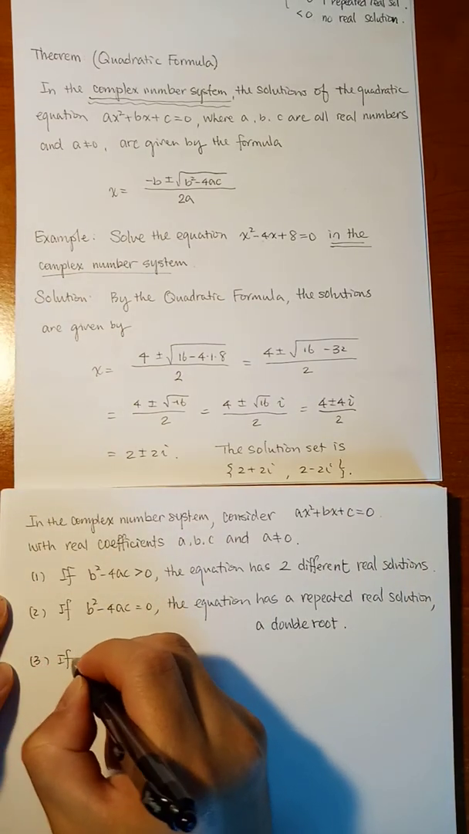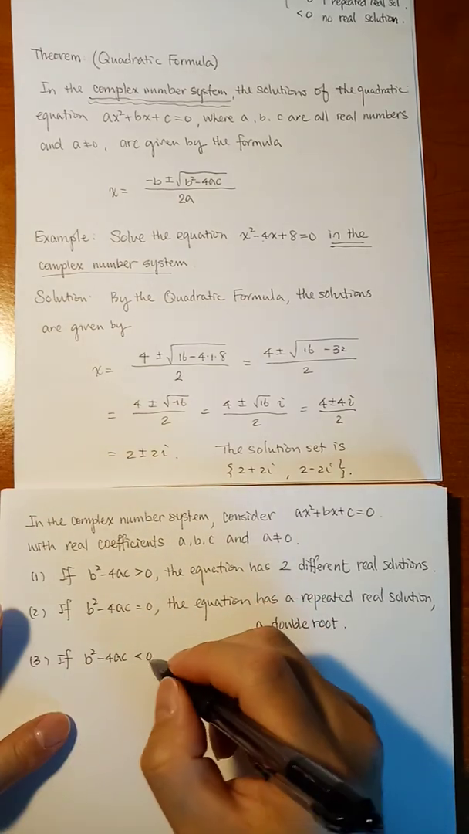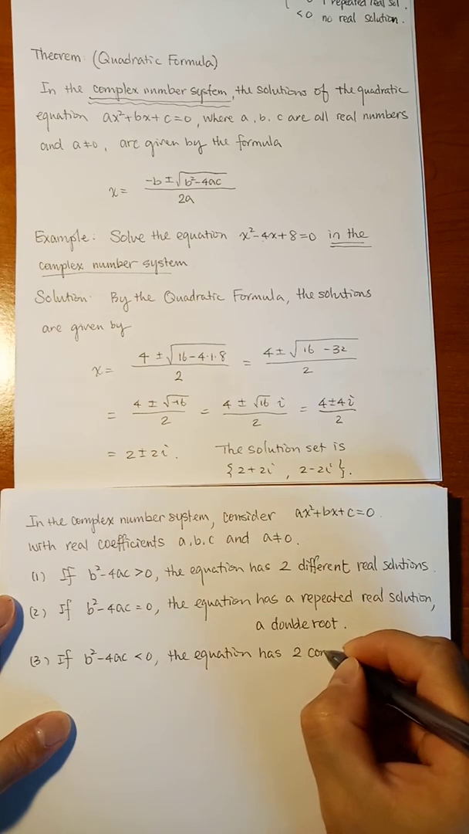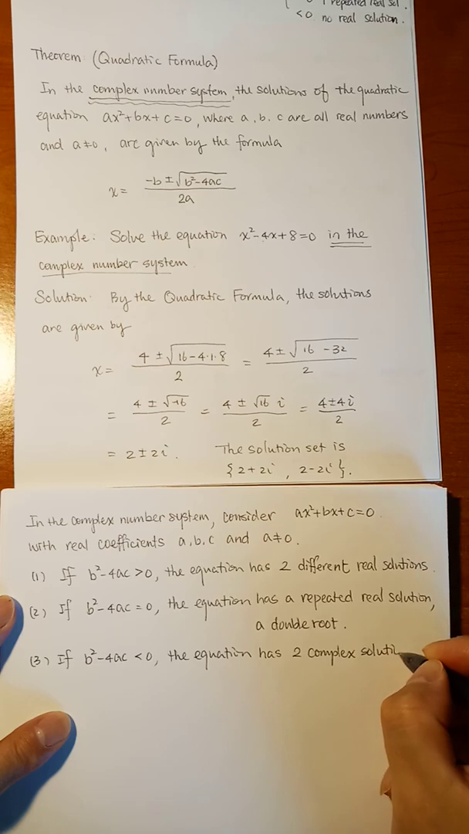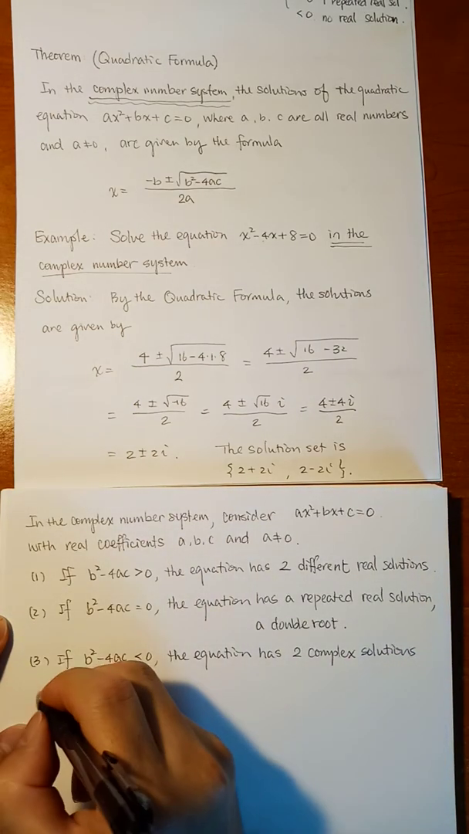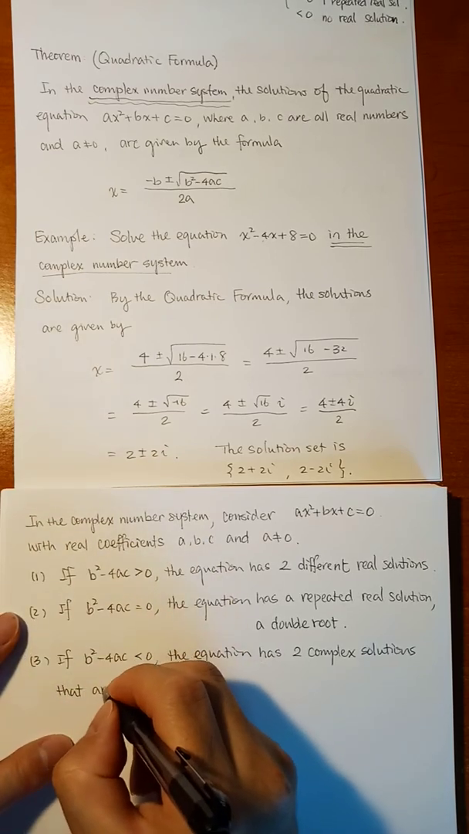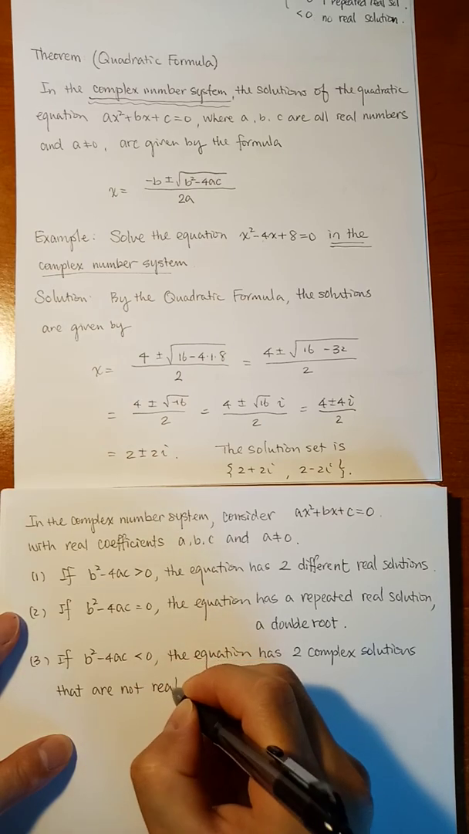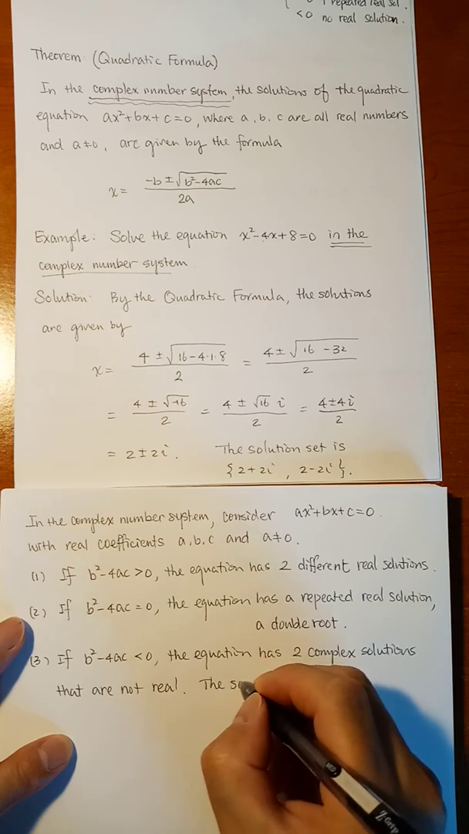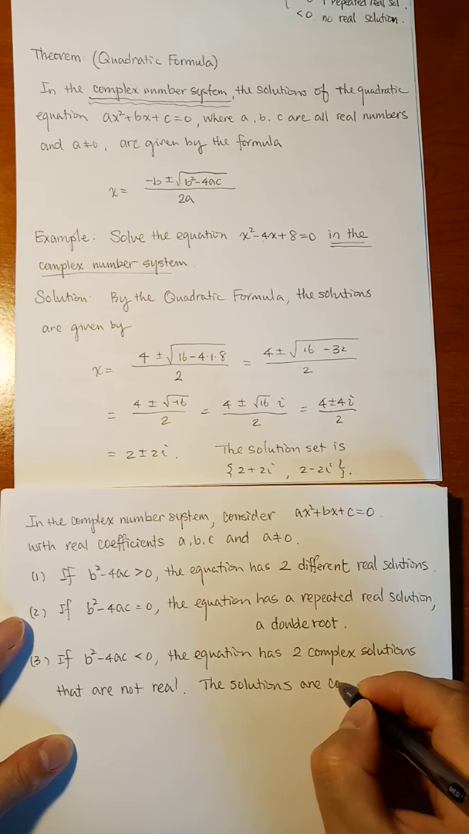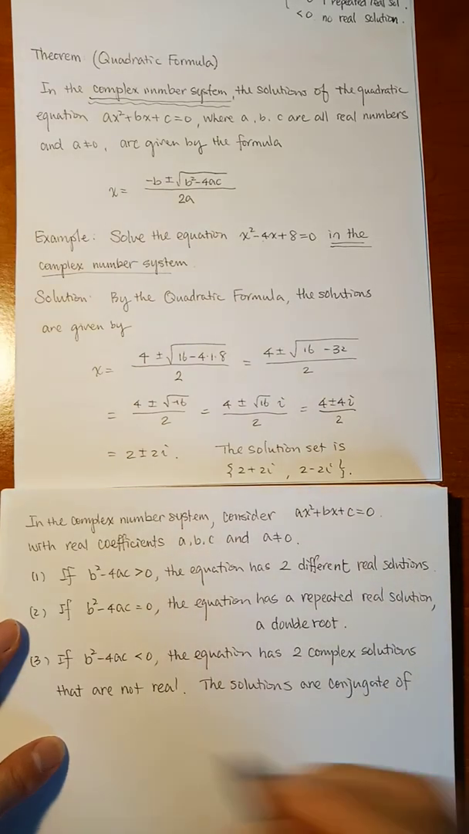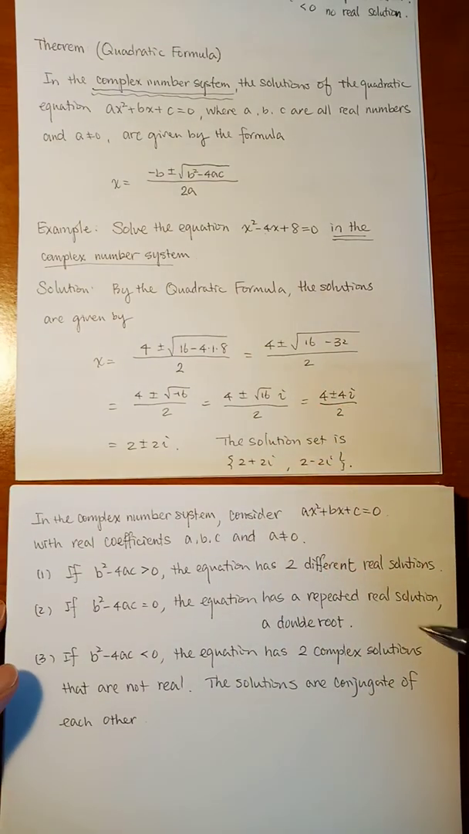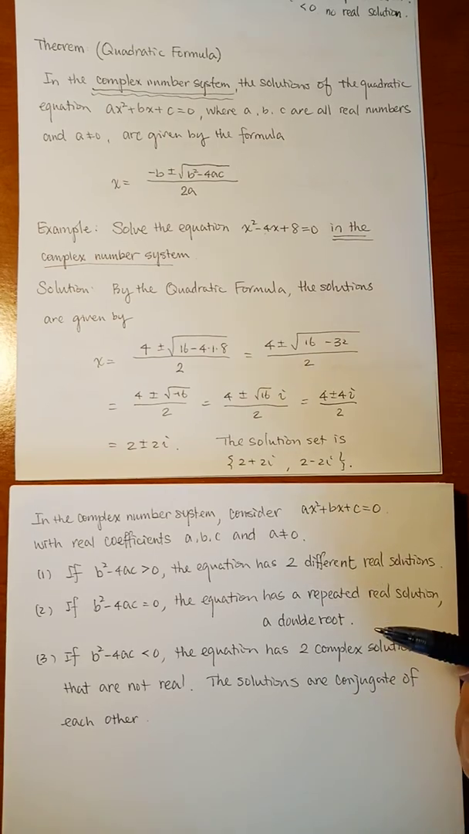And if the discriminant b squared minus 4ac is less than 0, the equation has 2 complex solutions that are not real. Here we emphasize that they're definitely not real, because real is also complex, but here we say they are really complex. They contain the i part. And also we emphasize the solutions are conjugates of each other. They are paired. So if you have 2 plus i, you will have 2 minus i. And this has a condition: a, b, c must be real numbers and a is not 0.